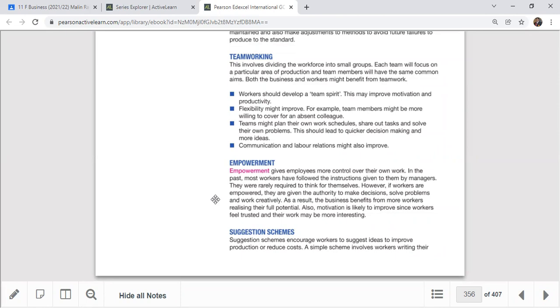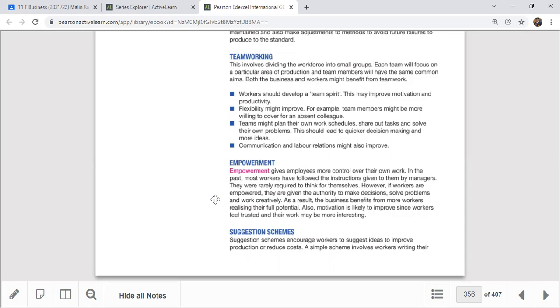That is called empowerment, a really important concept, which is really important for lean production as well, because without empowering, people become like machines. Okay, the next concept is the suggestion scheme. The fourth concept related to lean production: suggestion scheme.